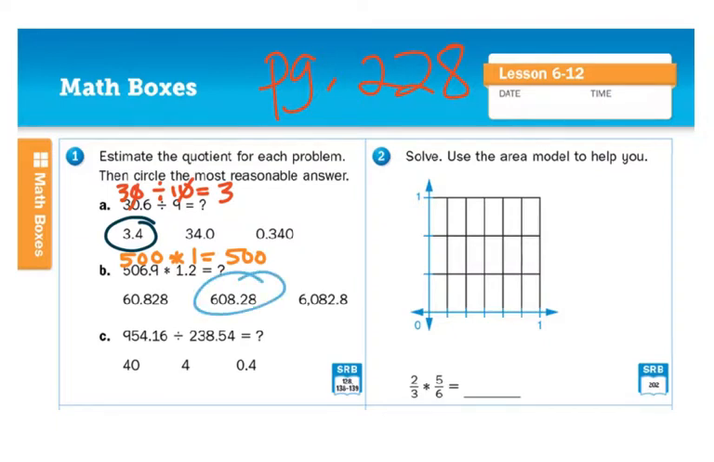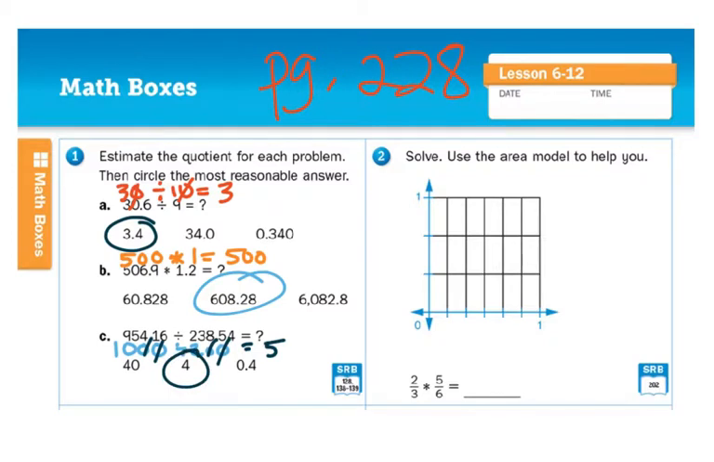608 and 28/100 divided by 954 and 16/100. Let's just call it 1,000 divided by, let's just call this 200. Let's see what happens here. These 2 zeros cancel out these 2 zeros. 10 divided by 2 is 5. Which answer is closest to 5? Circle it.